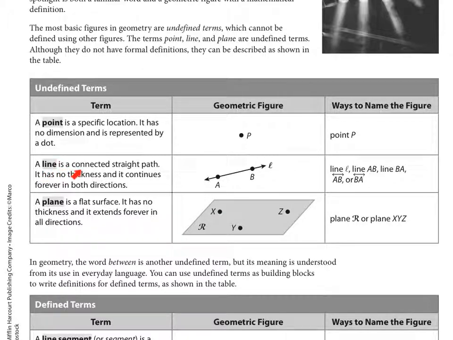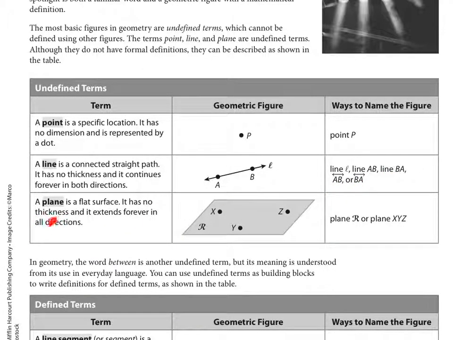A line is made up of a bunch of points. It has no thickness and continues forever in both directions. This has one dimension. So remember, the point is 0 dimensions. This is 1 dimension. So it's a length. This is what it looks like. You see the capital letters are identifying the points, 2 points on the line. This cursive lowercase letter is just another way to label the line. And these are the ways. You can see there's 1, 2, 3, 4, 5 ways to name a line.